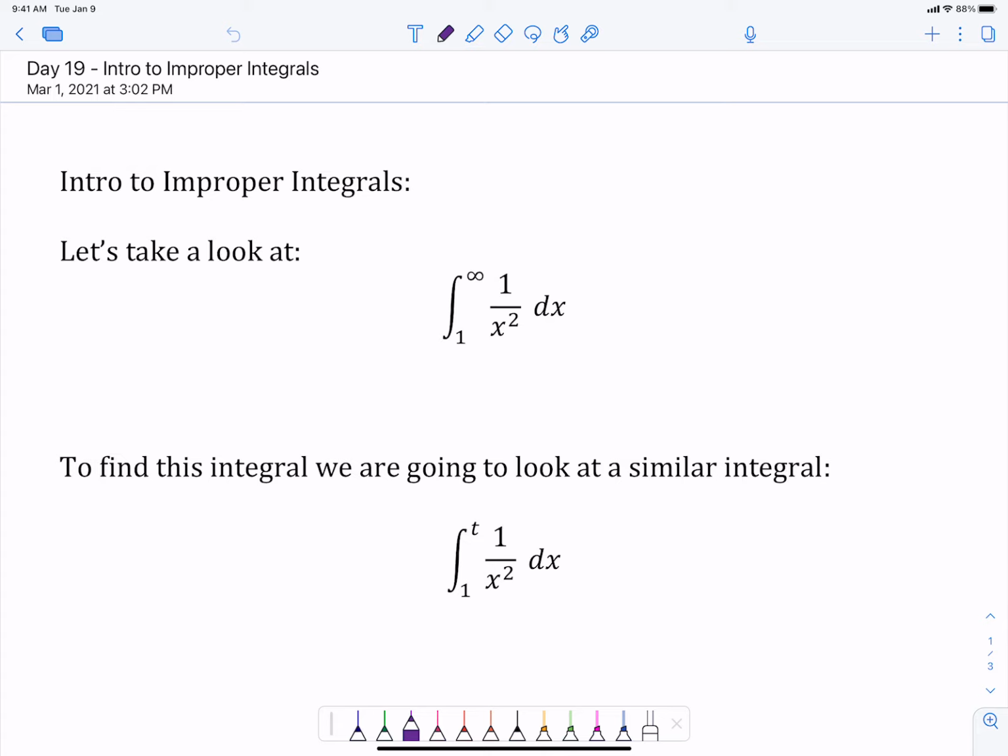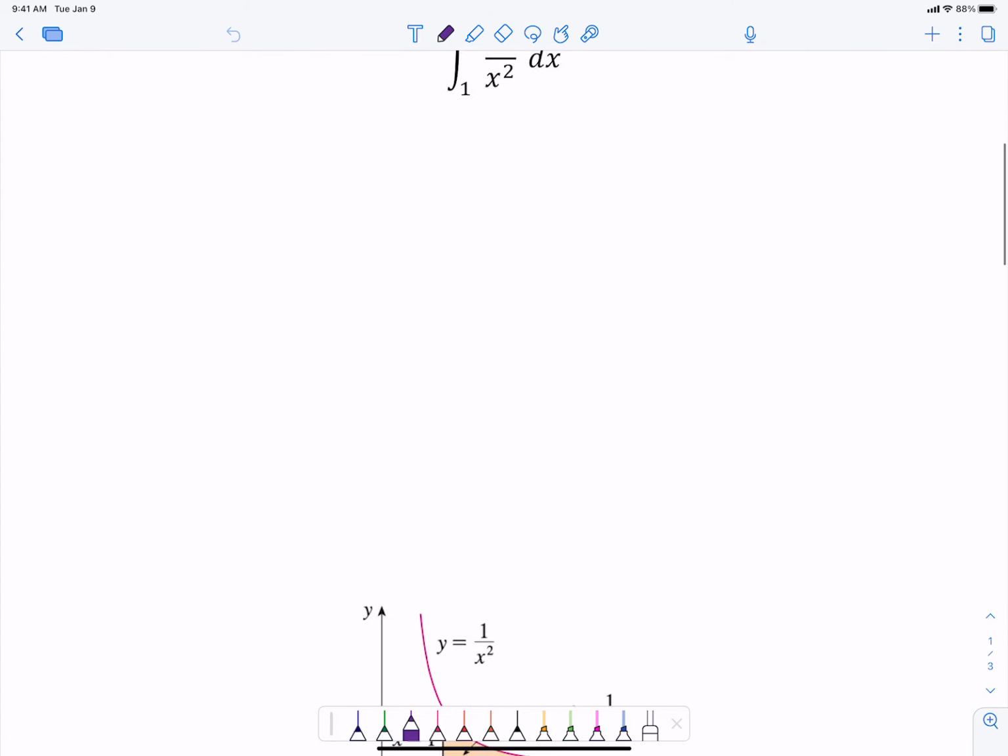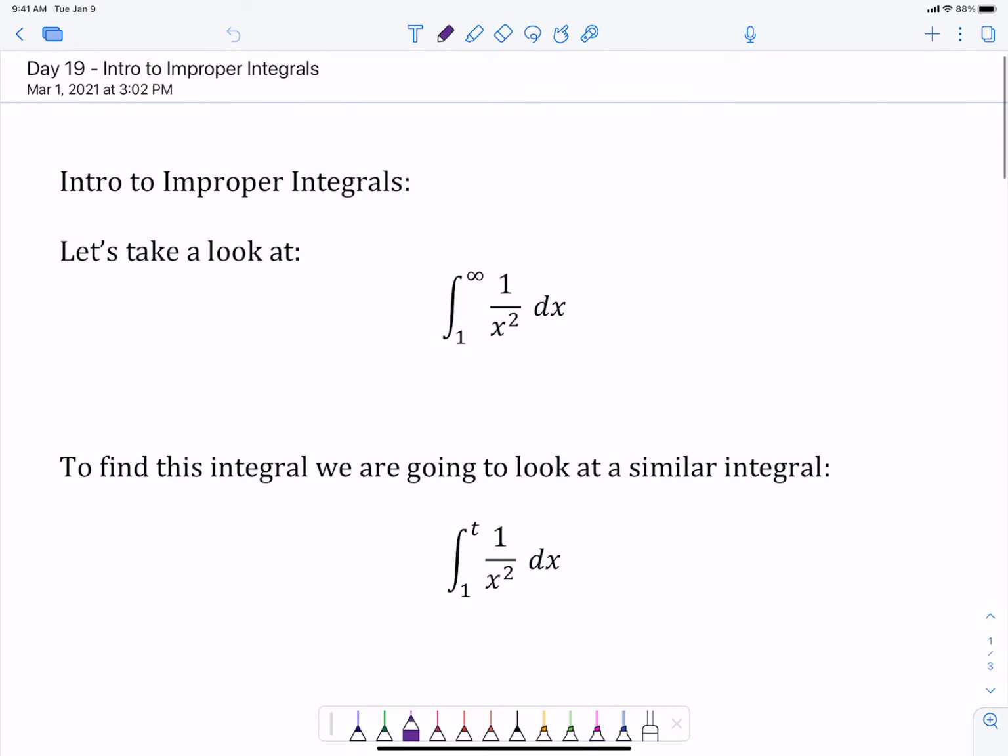In our first video here, we're going to take a look at an introduction to improper integrals. What we're going to start with is our most basic type of improper integral, starting at 1 for our limit of integration and going to infinity.